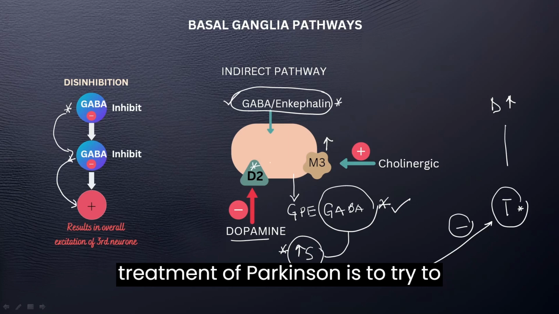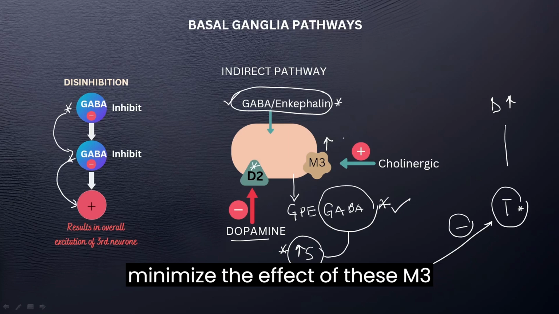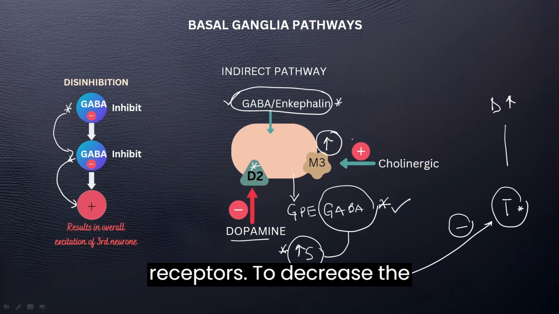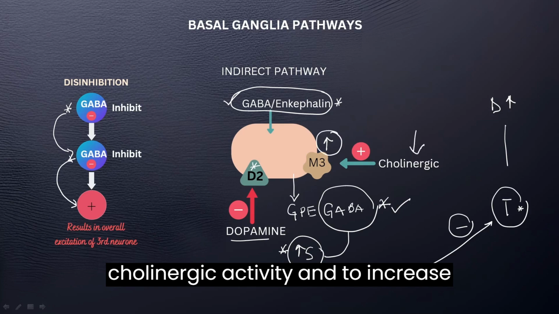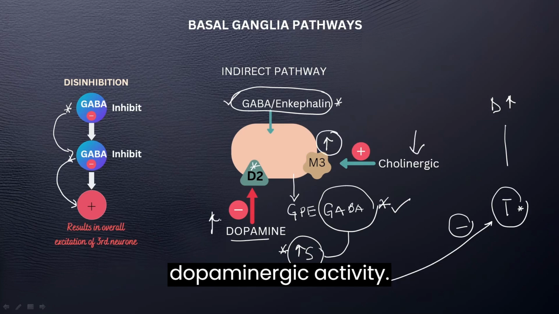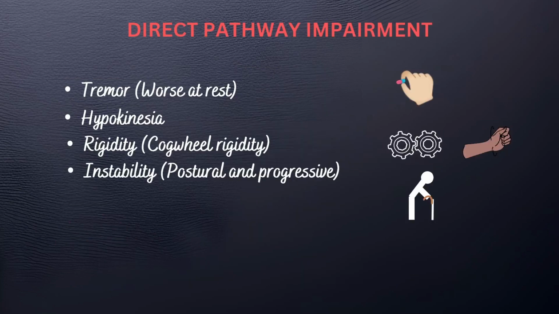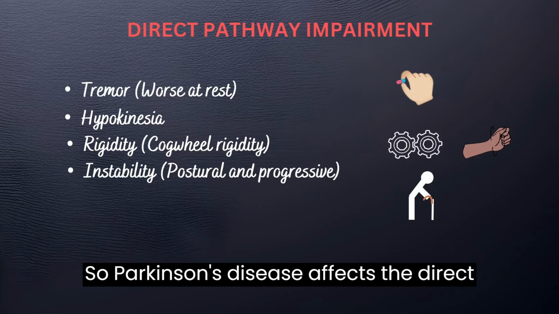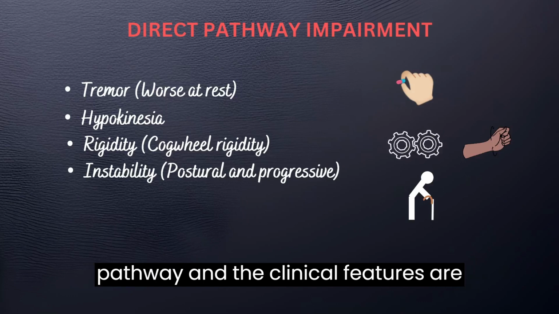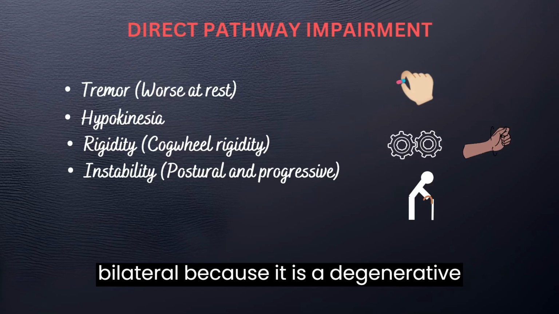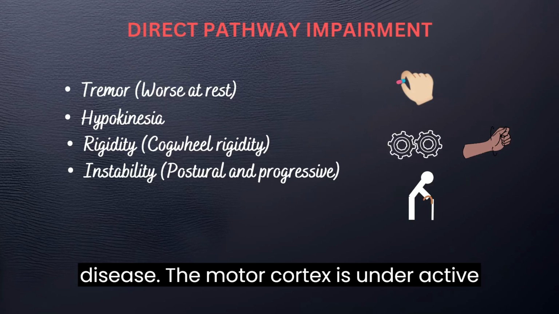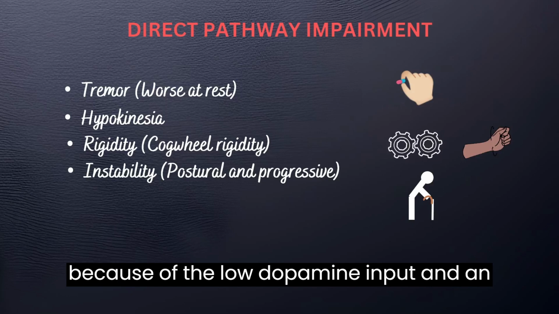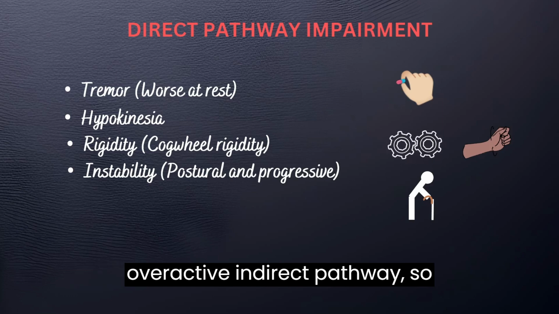So the treatment of Parkinson's is to try to minimize the effect of these M3 receptors, to decrease the cholinergic activity, and to increase dopaminergic activity. So Parkinson's disease affects the direct pathway and the clinical features are bilateral because it is a degenerative disease. The motor cortex is underactive because of a low dopamine input and an overactive indirect pathway.